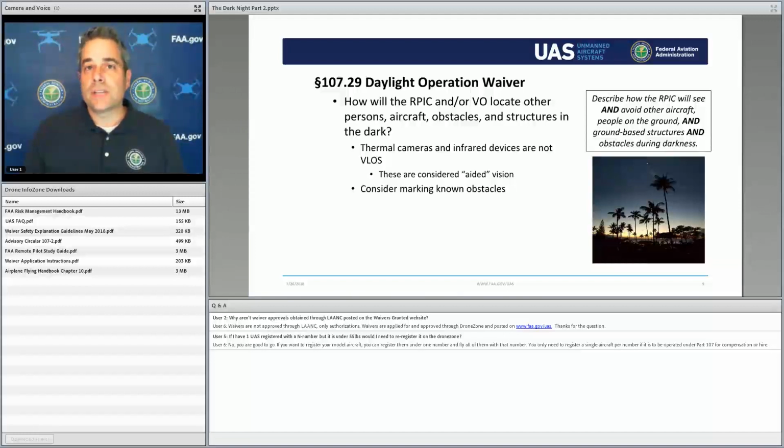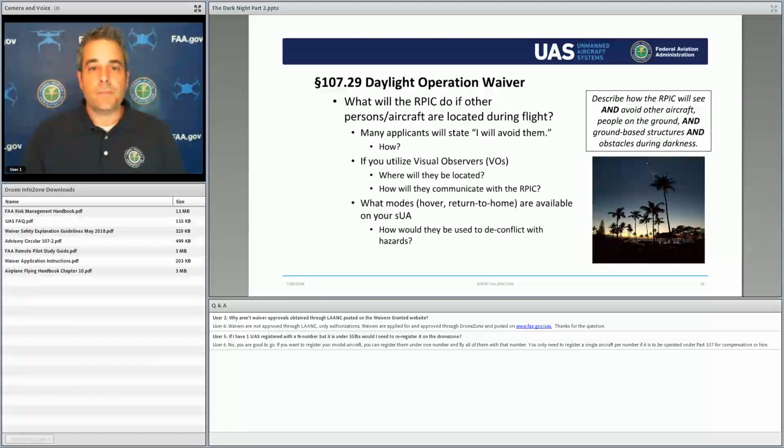Certainly that information can help you, but it's you as the RPIC or the remote pilot that needs to find these obstacles. So consider marking in some form or fashion the obstacles. So if you run out and do a daylight surveillance of the area, maybe there's a way that you can mark these obstacles that are going to be in your flight path so you know where they are at night.